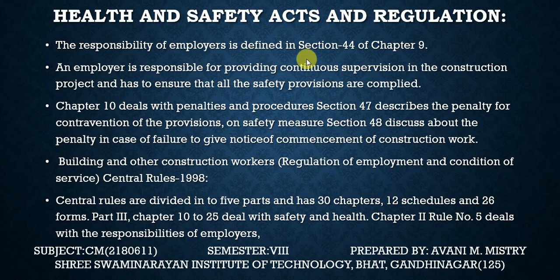The responsibility of the employer is defined in Section 44, Chapter 8. Chapter 9: an employer is responsible for providing continuous supervision in the construction project and hence to ensure all the safety provisions are complied with. Chapter 10 deals with the penalties and procedures. Section 47 describes the penalty for the contravention of the provision or safety measure. Section 48 describes the penalty in case of failure to give notice of commencement of the construction.